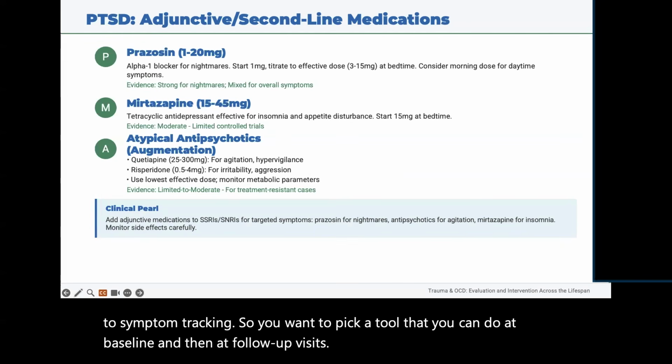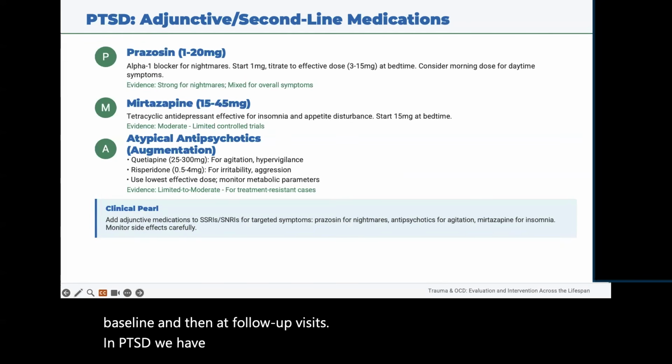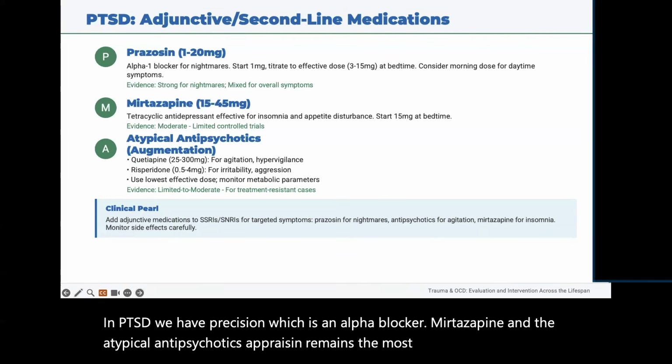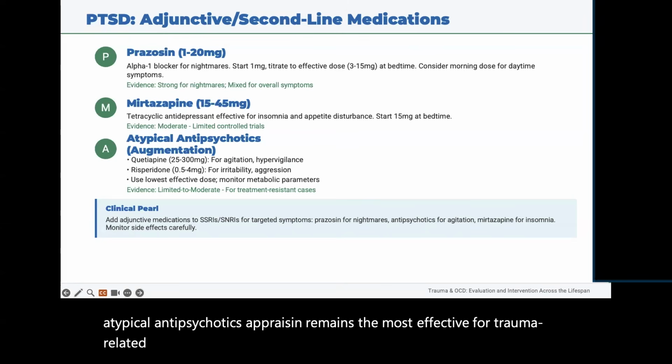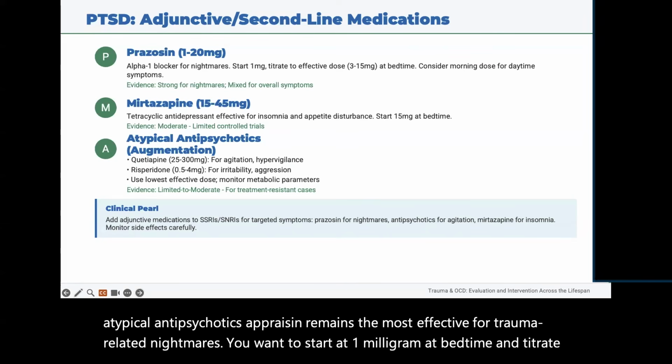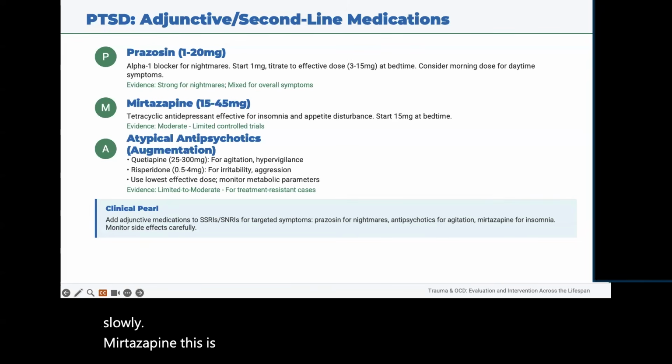In PTSD, we also have prazosin, which is an alpha blocker, mirtazapine, and the atypical antipsychotics. Prazosin remains the most effective for trauma-related nightmares. You want to start at 1 milligram at bedtime and titrate slowly. Mirtazapine is a tetracyclic antidepressant with a dual role. This is good for sleep and appetite.